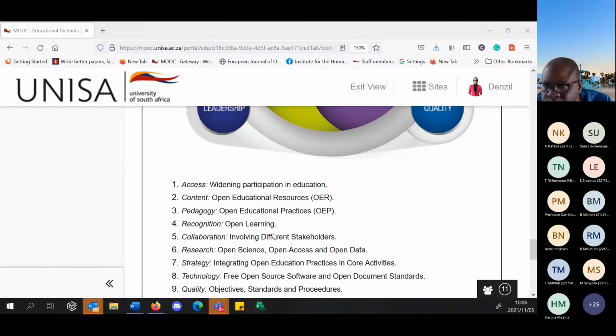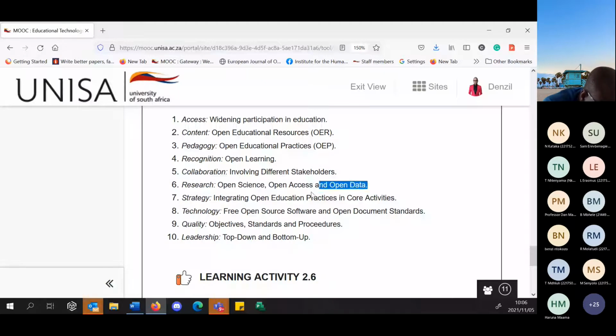Pedagogy talks of open educational practices, and then recognition, open learning, right? Collaboration involving different stakeholders, research, and this is quite critical, colleagues. I think many of you that are already publishing are well familiar with these type of issues.